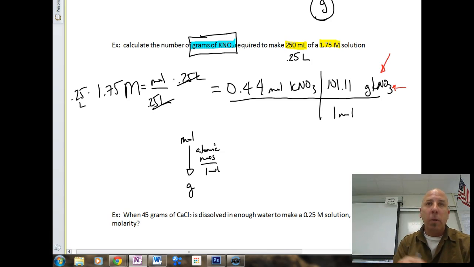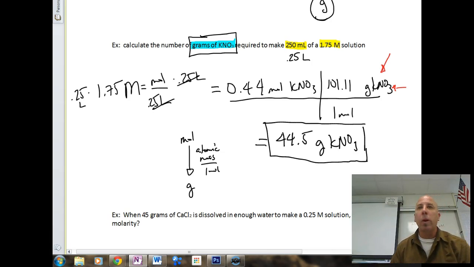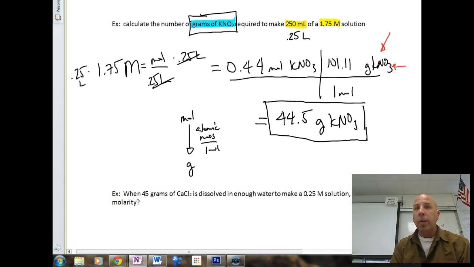Now I just take that value and multiply it by the number of moles, 0.44, that we determined from using the molarity formula. And so we get a final answer of 44.5 grams of potassium nitrate that needs to be dissolved into 250 milliliters of water if we want to make a 0.175 molar solution. Okay, let's take a look at another problem.